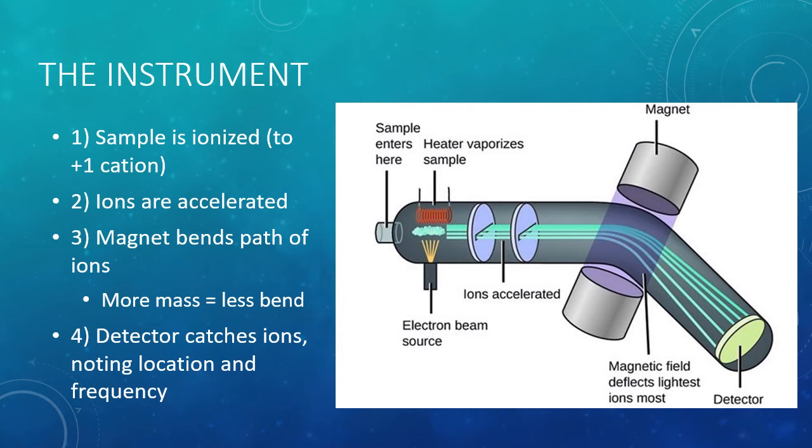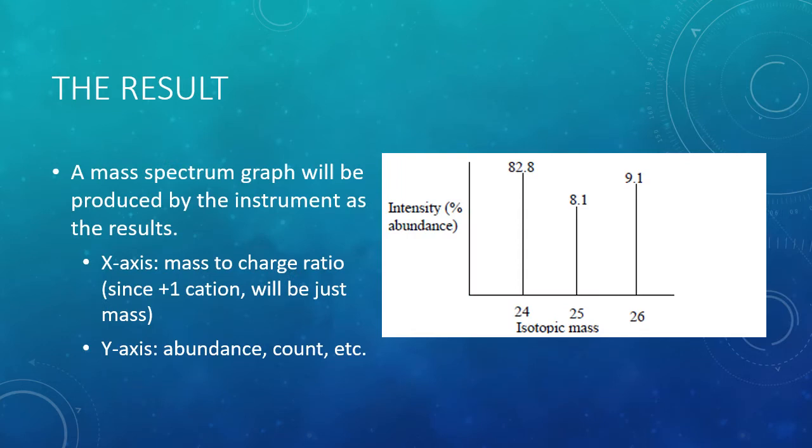The detector will catch the ions. It will note location, which will correspond to the mass, and will also note frequency, which will correspond to the percent abundance. So let's look at what the results we get from the instrument are. The instrument interprets the data and returns to you a graph that looks very similar to the one shown here. A mass spectrum is the graph you're going to get.